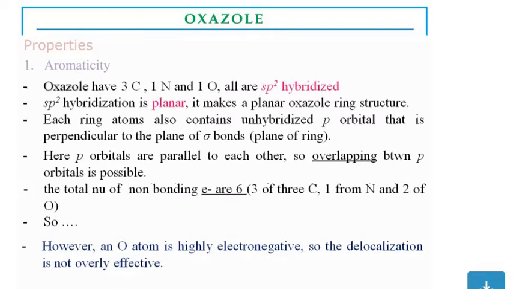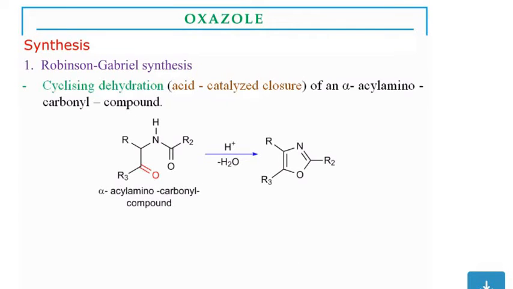Each ring atom also contains an unhybridized p orbital that is perpendicular to the plane of the ring. Here the p orbitals are parallel to each other, so overlapping between p orbitals is possible. The total number of non-bonding electrons is 6: 3 from the 3 carbons, 1 from nitrogen, and 2 from oxygen. However, the oxygen atom is highly electronegative, so delocalization is not overly effective.